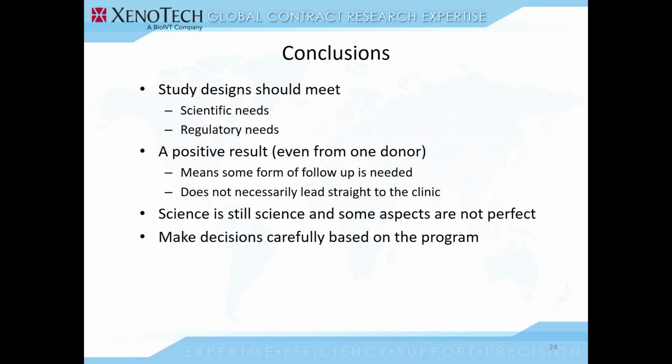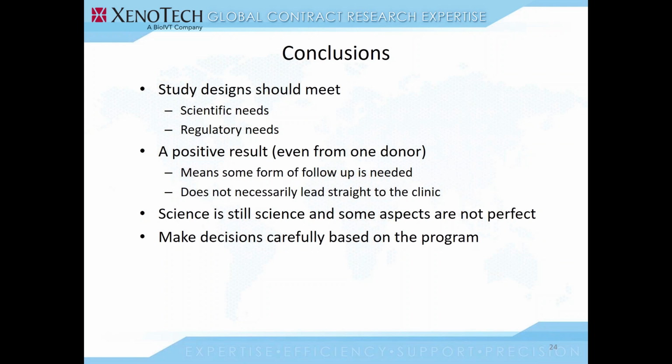So we talked a bit about study designs from a scientific and a regulatory perspective. It's very important that whatever study you do is going to give you the endpoints that you need so that you can make decisions. And so sometimes, you could get a smaller scale study, but it doesn't really help you because at the end of the day, A, you can't submit it to the regulatory agencies, or B, it didn't answer the questions and help you know what to do next. A positive result, even from one donor, is a true positive. But it doesn't necessarily mean that you're in trouble. It just means that there needs to be some form of appropriate follow-up.